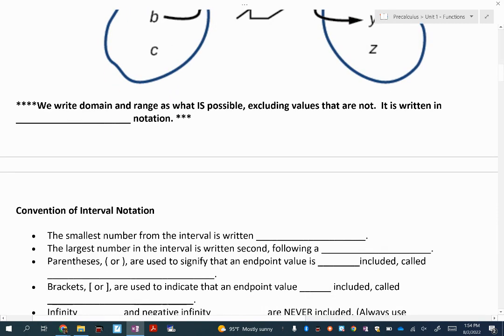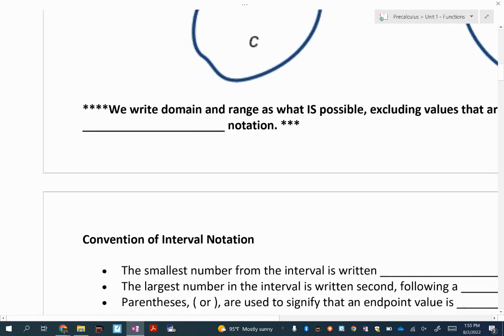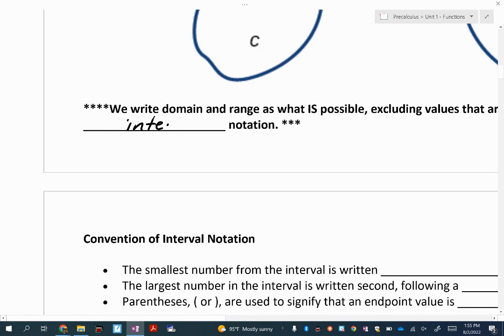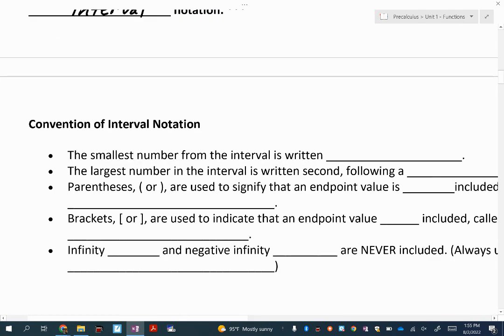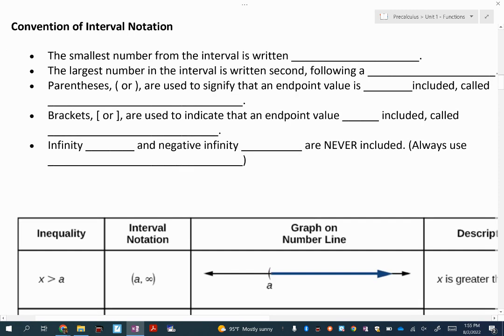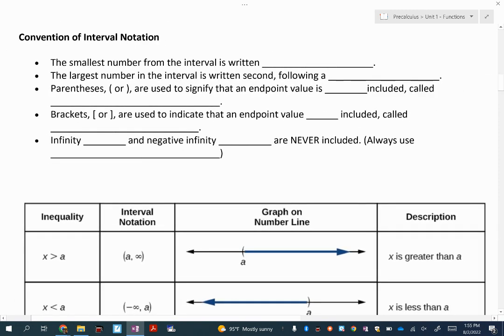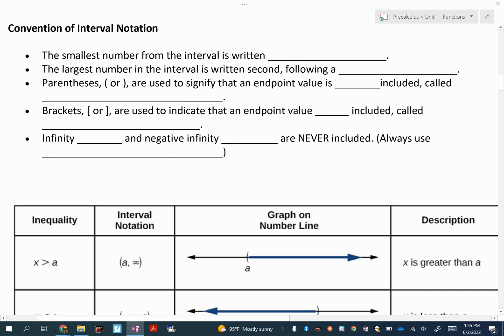All right. So again, as I mentioned earlier, we try to write as much as we can in terms of interval notation. Okay. So let's give you a little bit of the ins and outs of interval notation. Again, hopefully just a quick review. The smallest number from your interval, so the lowest number, is always written first. Right? And we write this on the left. Then the largest number of the interval will go second. All right? But make sure that there's a comma in between.